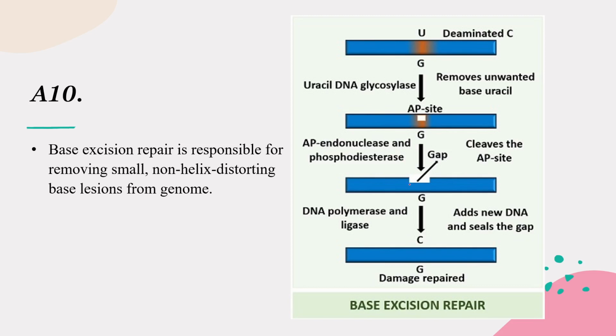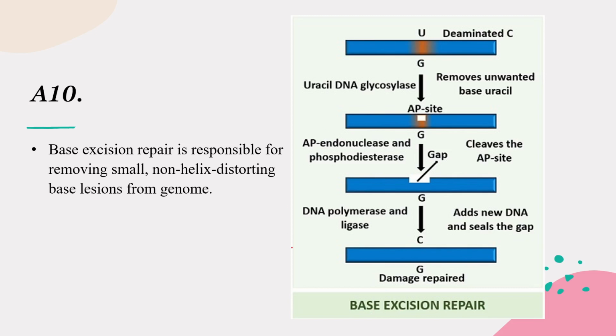That means it will break the phosphodiester bond and just remove this AP site from here, creating one gap. If a gap is there in the DNA, then DNA polymerase and ligase will get activated and they will add new DNA and seal the gap. Simple. DNA polymerase just adds the new nucleotide required here, that will be C at that point, and ligase will seal the gap, and that damage is repaired now. It's called base excision repair.